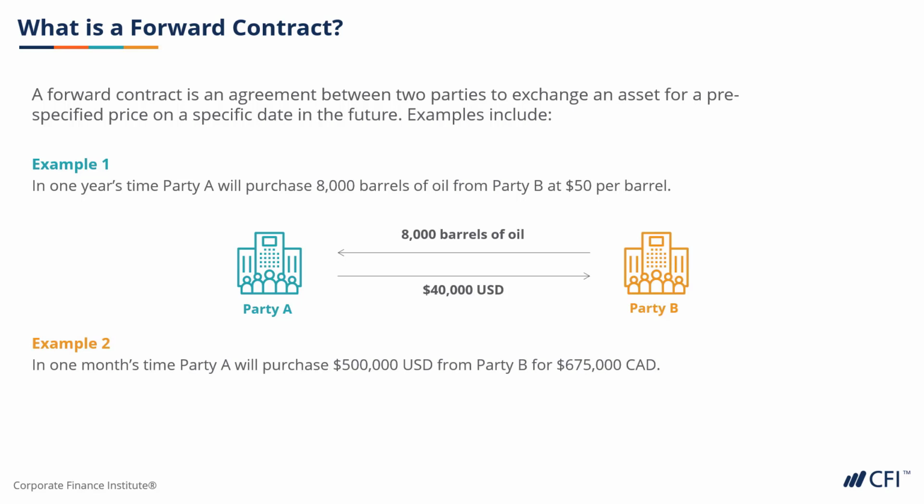It could be, for example, in 1 month's time, party A agrees to purchase 500,000 US dollars from party B for 675,000 Canadian dollars. Again, we're locking in an exchange rate now, but the delivery of the currencies will take place in the future, in this case, 1 month.